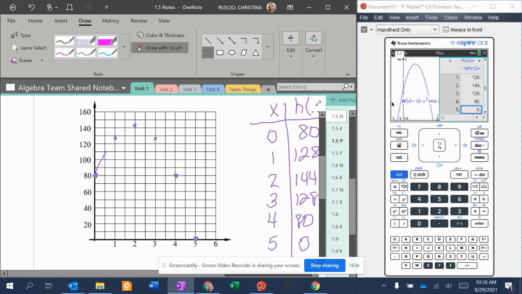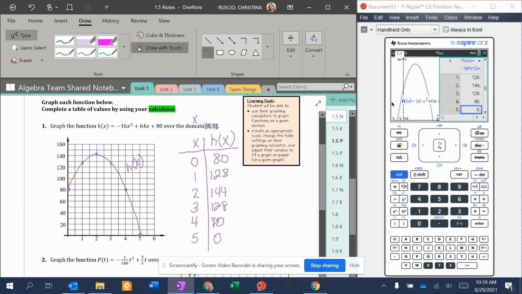So we're going to connect these with a nice pretty curve. Label it h of x. Notice how I didn't put arrows on the ends of this because the domain is only from 0 to 5.